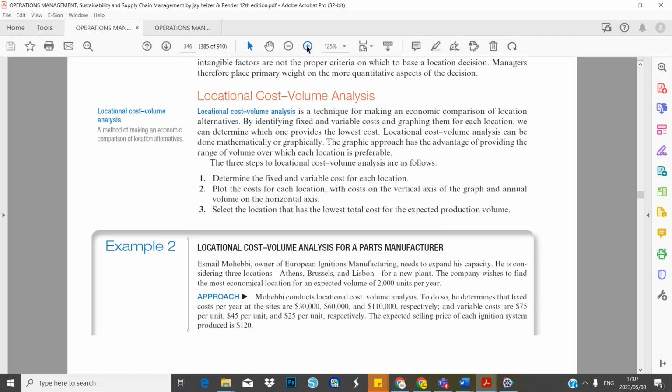I'm looking at how much I need to produce versus how much it's going to cost me. Generally the objective of this method is to minimize the cost of production, while factor rating is mostly to maximize the location based on the factors that we consider the most.